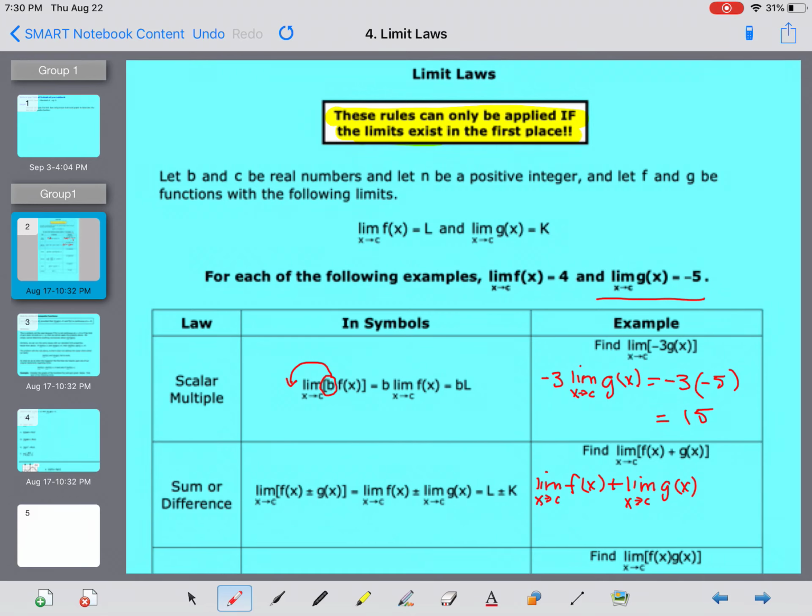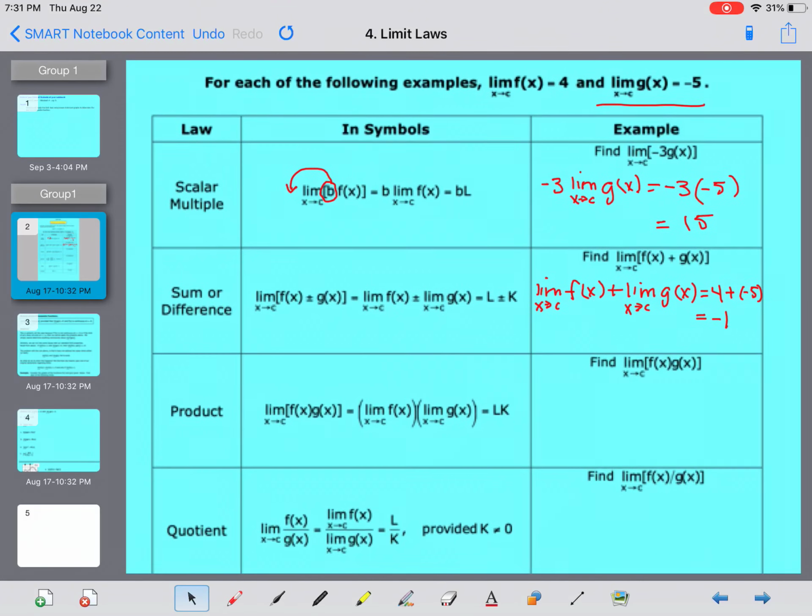So we have our two limits. Our limit of f of x was 4. Our limit of g of x was -5. I'm going to put that in parentheses. And then we can add them. And when we do that, we get -1. Okay. So that's kind of the sum and difference. Some of these might seem very simple, but when we start getting into functions, they're going to start to make sense, why we need them.